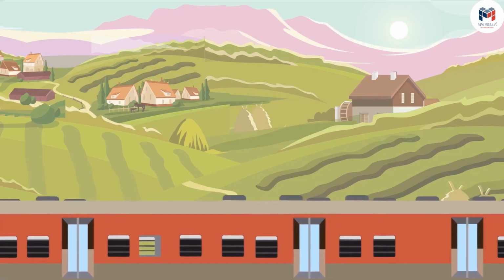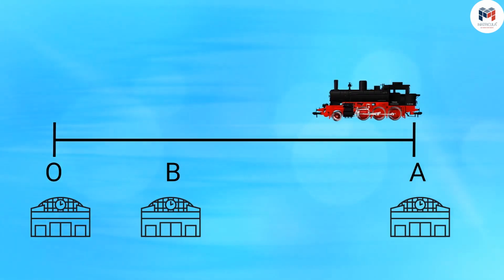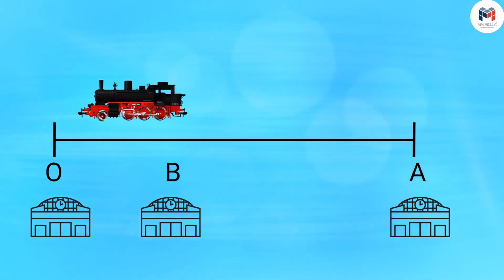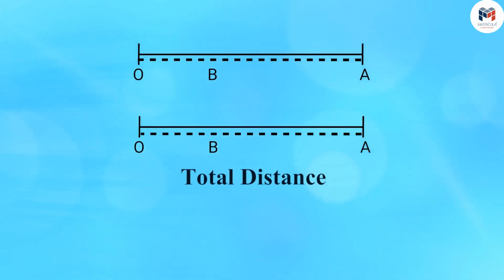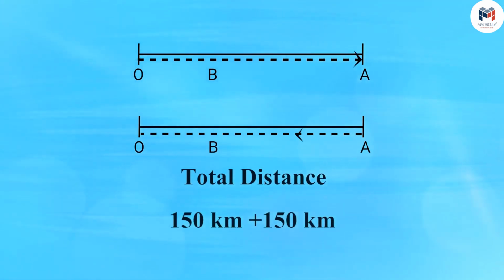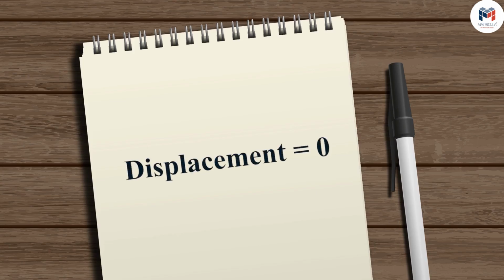Now, on the same day, it has to return to station O. It starts from station A and reaches back to station O via station B. The total distance covered by the train is 150 kilometers plus 150 kilometers, which is equal to 300 kilometers. Now, the initial and final positions are the same. Hence, the total displacement of the train will be equal to 0.